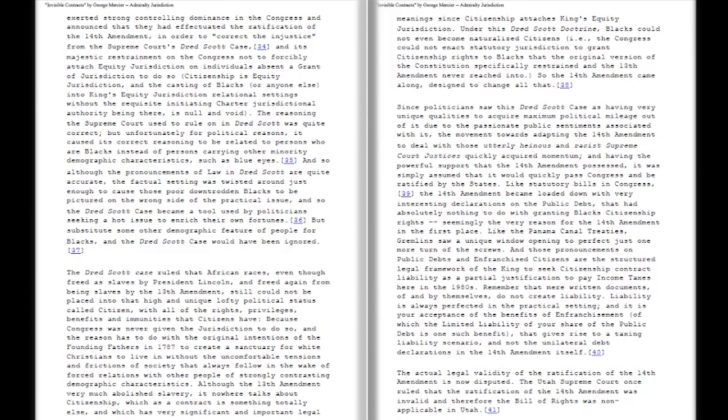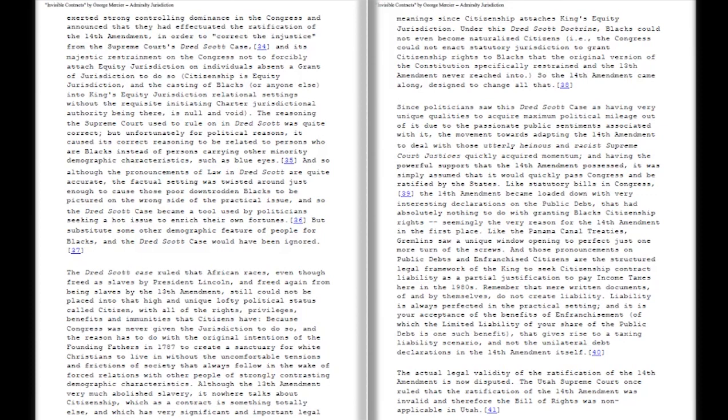to create a sanctuary for white Christians to live in without the uncomfortable tensions and frictions of society that always follow in the wake of forced relations with other people of strongly contrasting demographic characteristics. Although the 13th Amendment very much abolished slavery, it nowhere talks about citizenship, which as a contract is something totally else, and which has very significant and important legal meaning since citizenship attaches king's equity jurisdiction.